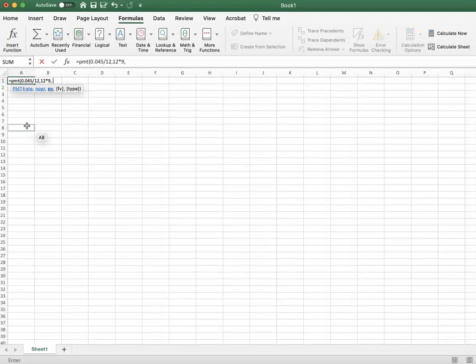Then hit another comma, and it's going to ask you for the PV, the present value. Here she owes $32,000, so you will do -32 and then 3 zeros. Don't use any commas here because the commas mean something different in Excel. So just -32000, comma, and then we want to pay this off, so we want the future value to be 0. Close the parentheses and hit enter, and we see that our payment is $360.88, and that's our answer.